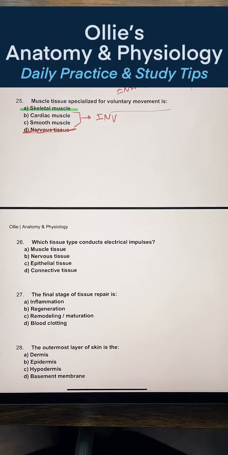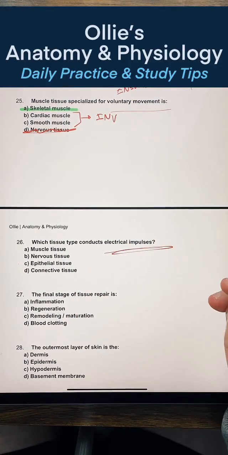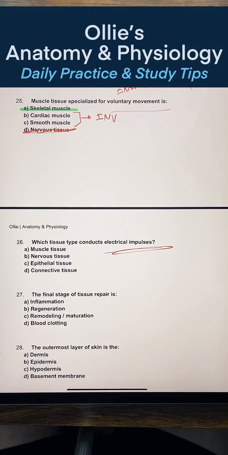Number 26, what tissue type conducts electrical impulses? A, B, C, or D? So it's going to send electrical signals throughout our body, our cellular communication as well.